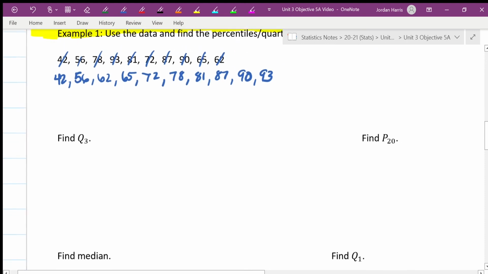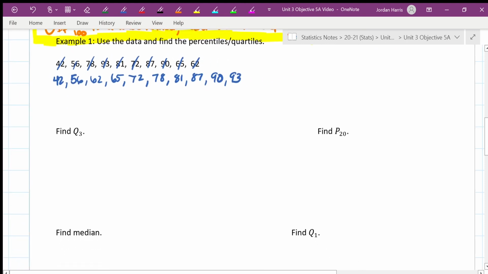Okay, next, we want to find Q3. Remember, we need the percentile. So quartile 3 is the 75th percentile. That's important. So I need n, the number of data points: 1, 2, 3, 4, 5, 6, 7, 8, 9, 10. I need k, 75. And then I'm going to use my formula. Depth of Q3, because that's what it's asking for, is 10 times 75 divided by 100.